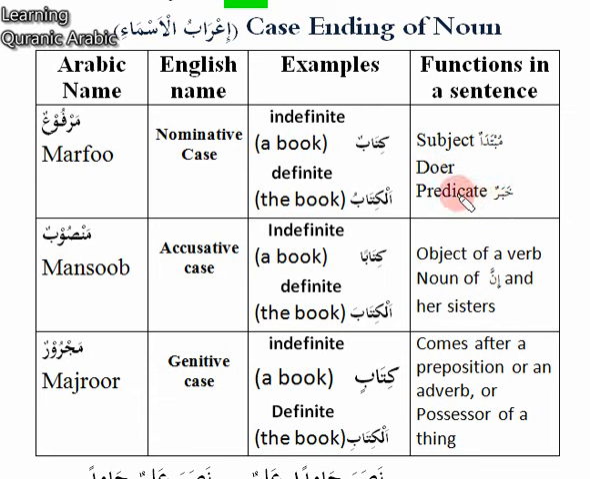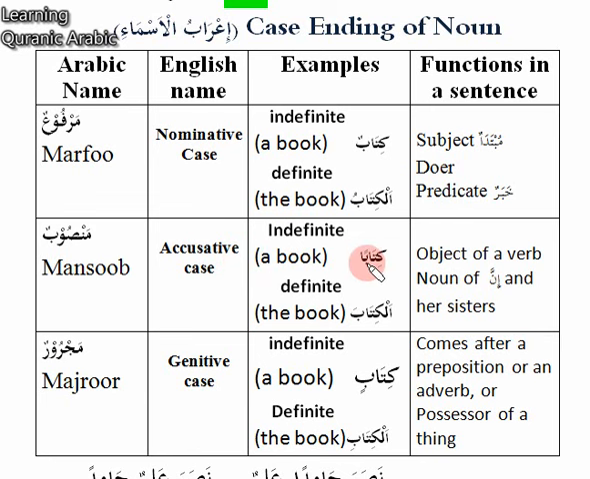Did you get me? Yes. So whenever your noun is a subject of a sentence, then you have to put what? Double damma. Double damma if it is indefinite. If it is definite, then single damma. Or we can say tanween damma or one damma. Then the next one is called mansub. Mansub, in English we call it accusative case.